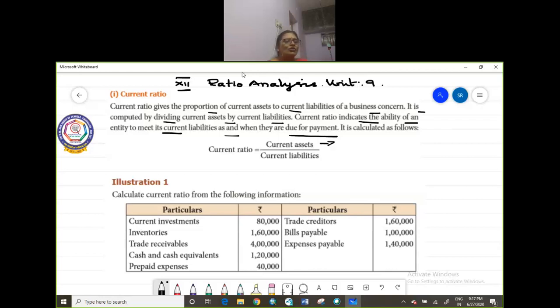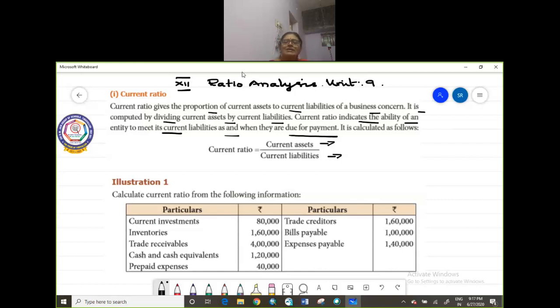Now, what do you mean by current assets? Current assets are those assets which are either in the form of cash or cash equivalent, or can be converted into cash or cash equivalent in a short time, within a year or a period of operating cycle. What do you mean by current liability? Current liabilities are those liabilities which are repayable in a short time, that is within a year or within a period of an operating cycle.